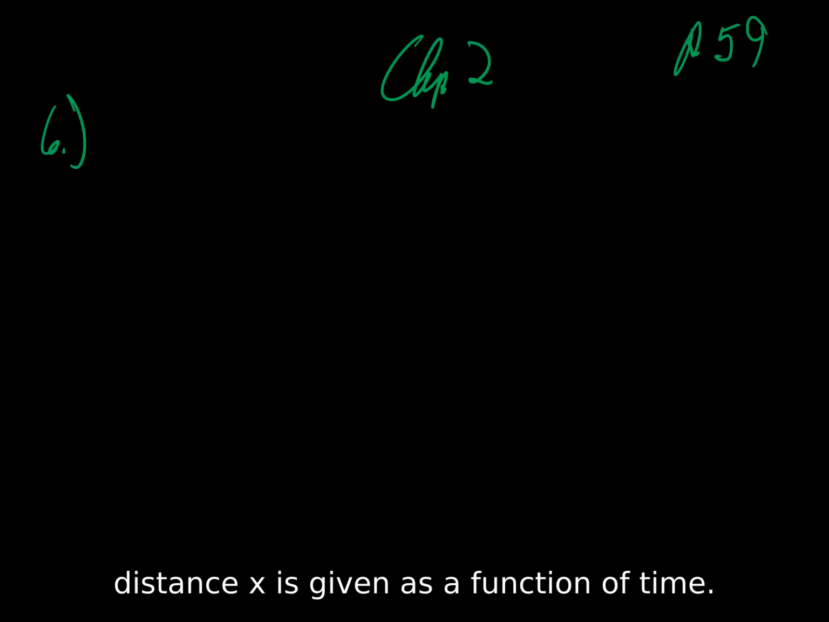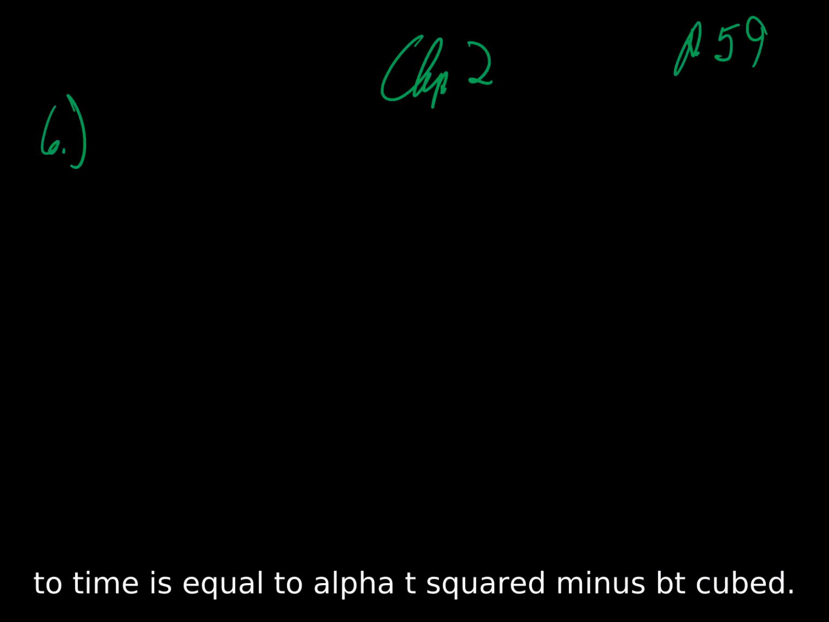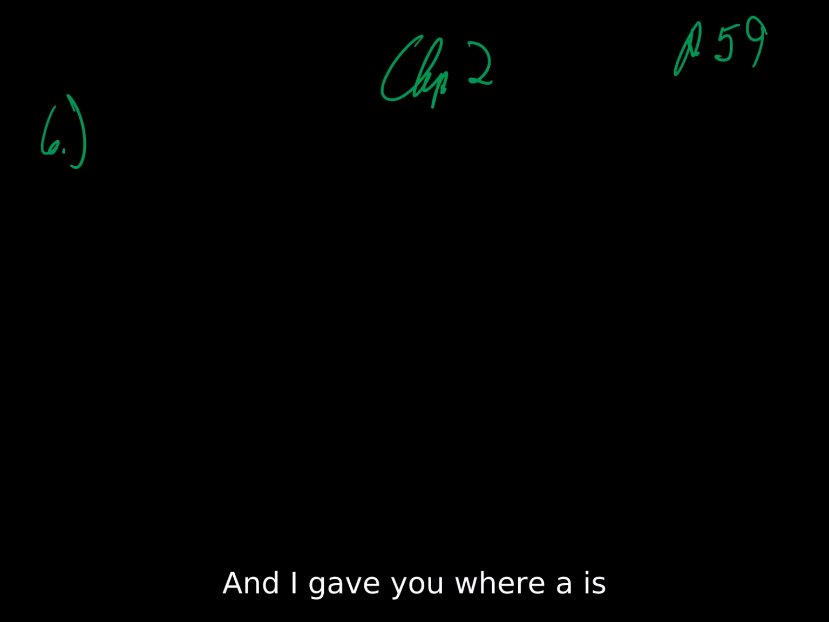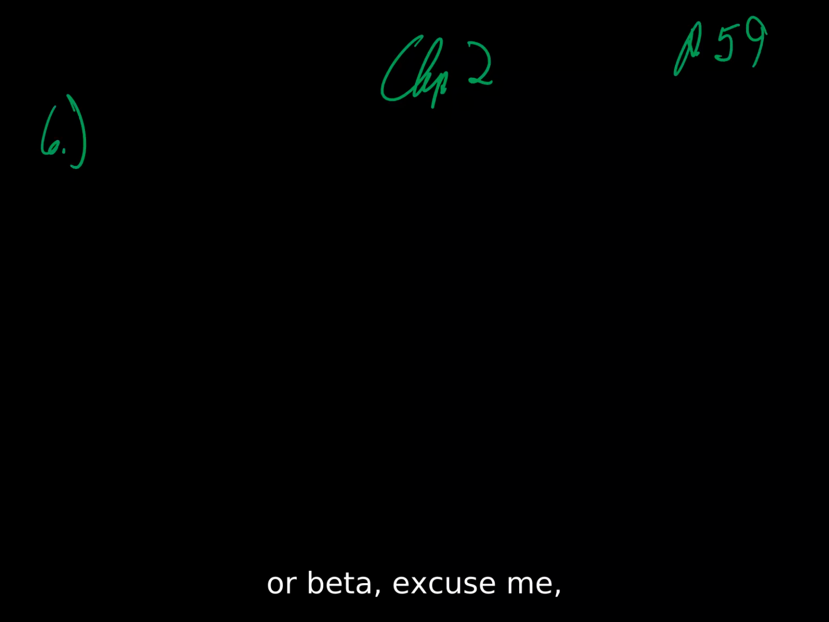from a stop sign is given as a function of time by the equation. All right, so that's the first thing we're going to do. Notice they give you the equation, and the equation is x with respect to time is equal to alpha t squared minus beta t cubed, where alpha is 1.5 meters per second squared and beta is 0.0500 meters per second cubed. Question 6 on chapter 2.